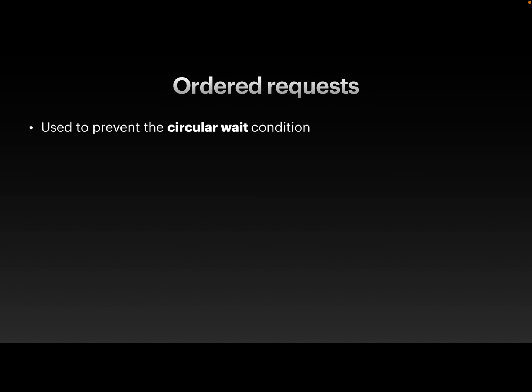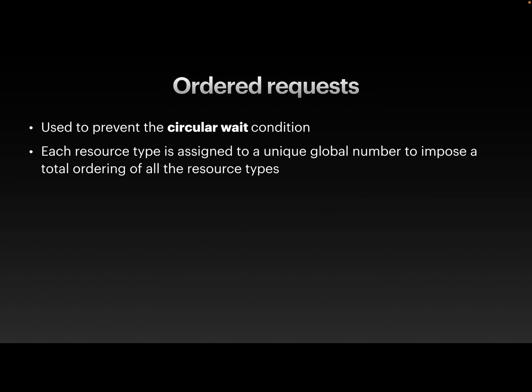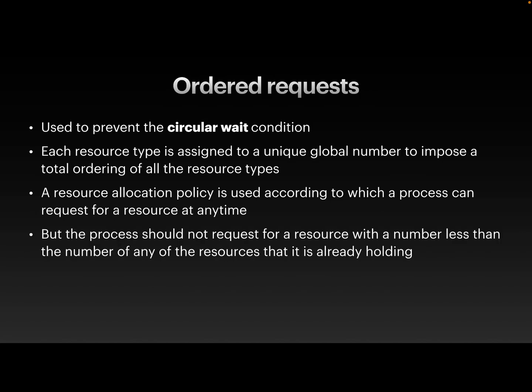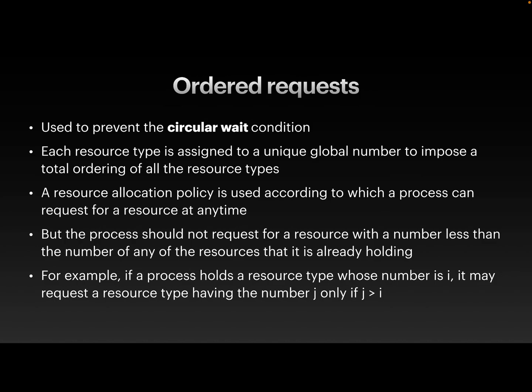Ordered requests. This request is used to prevent the circular wait condition. Here each resource type is assigned a unique global number to impose a total ordering of all the resource types. A resource allocation policy is used according to which a process can request for a resource at any time. But the process should not request for a resource with a number less than the number of any of the resources that it is already holding. For example, if a process holds a resource type whose number is i, it may request a resource type having the number j only if j is greater than i.